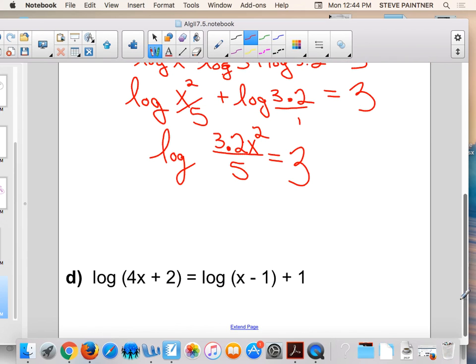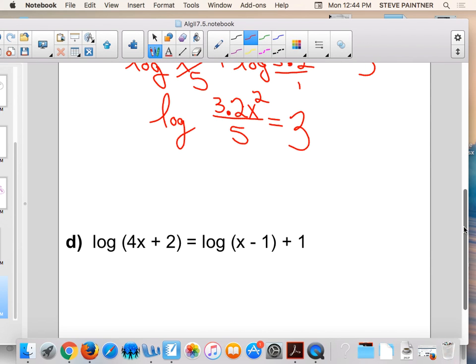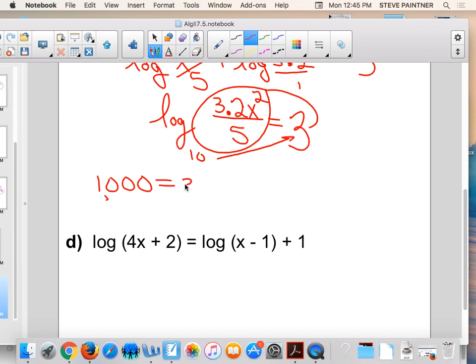Turn it into exponential. Base 10. 10 to the what? What's 10 to the third? 1,000. 10 times 10 times 10 is 1,000. That should equal what? This number right here, 3.2x squared over 5. Okay.